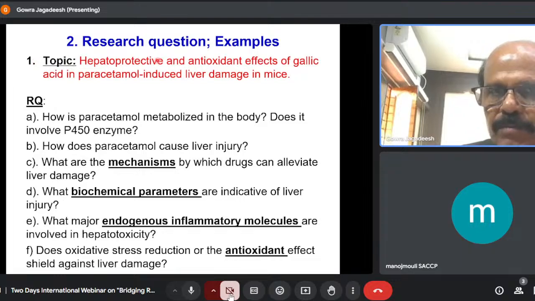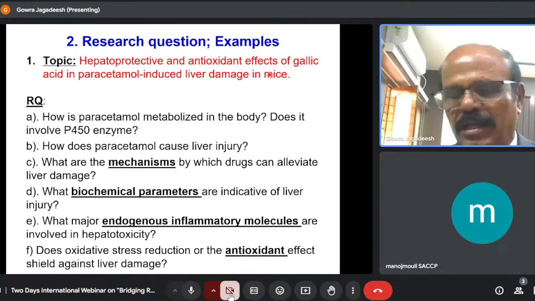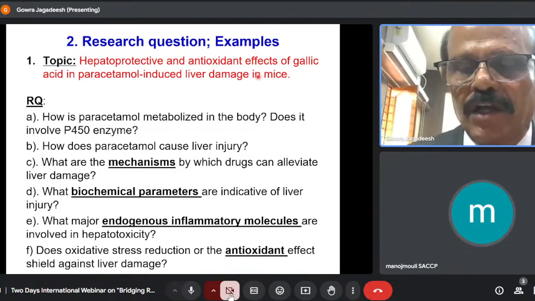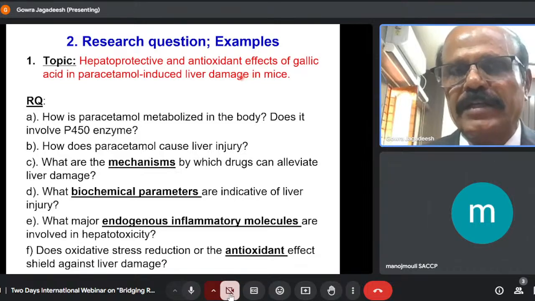How to study this? Studying is in a liver damage. But in the laboratory, how can you induce the liver damage? It is by giving excessive doses of paracetamol. And which species are you taking? Mice. So you got all the things done. This is how to dissect the meaning of the title.